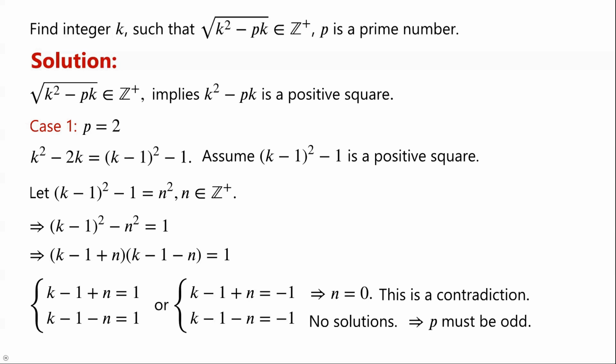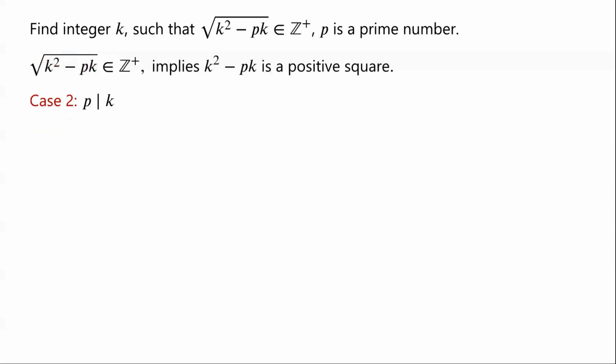So prime number p must be odd. Case 2, if p divides k. Then we let k equal mp, where m is an integer. But m does not equal 0 or 1. Because if m equals 0, then k equals 0, so k squared minus pk equals 0, so it cannot be a positive square. If m equals 1, then k equals p, so k squared minus pk equals 0, so again, it cannot be a positive square.